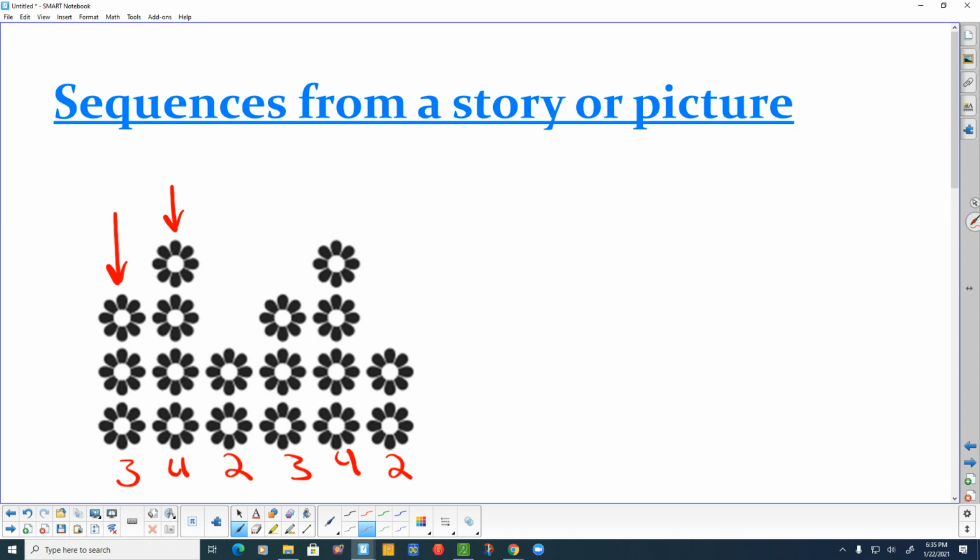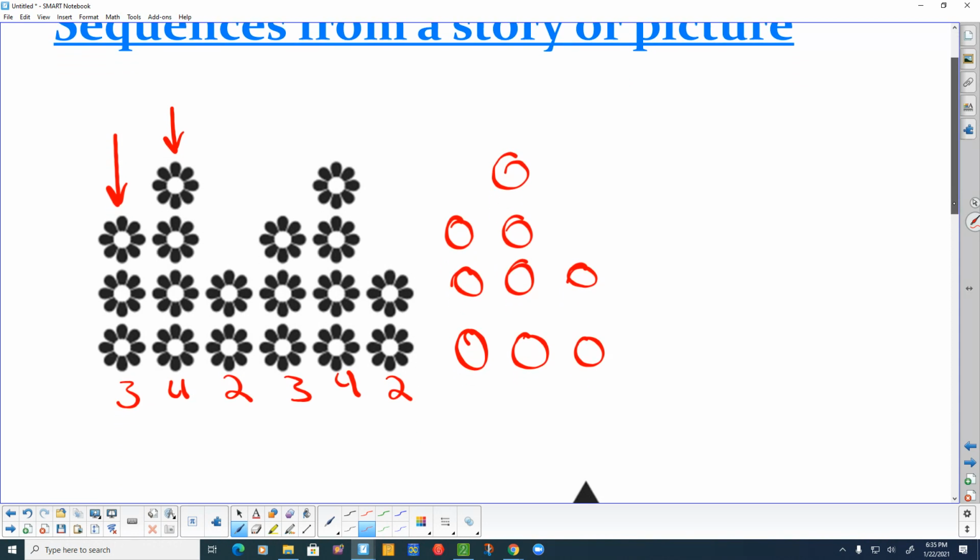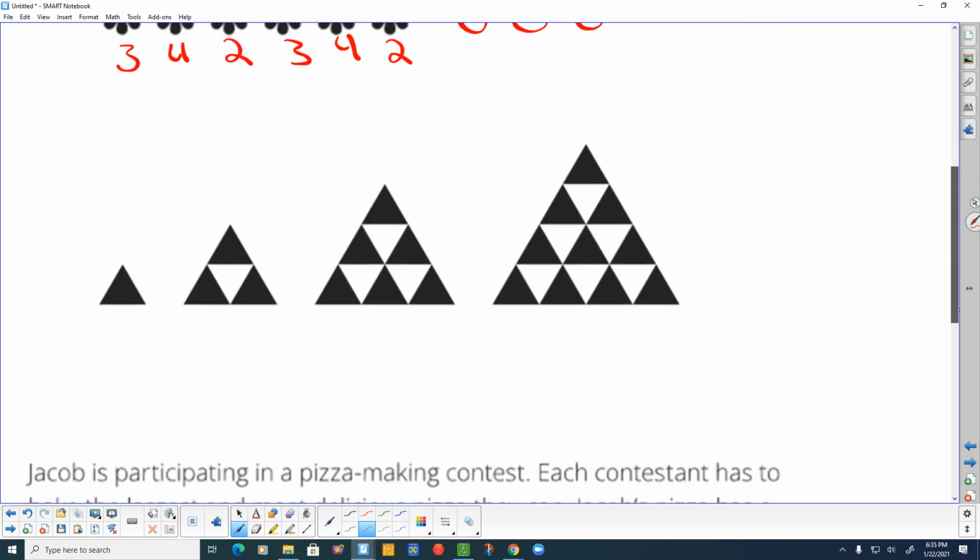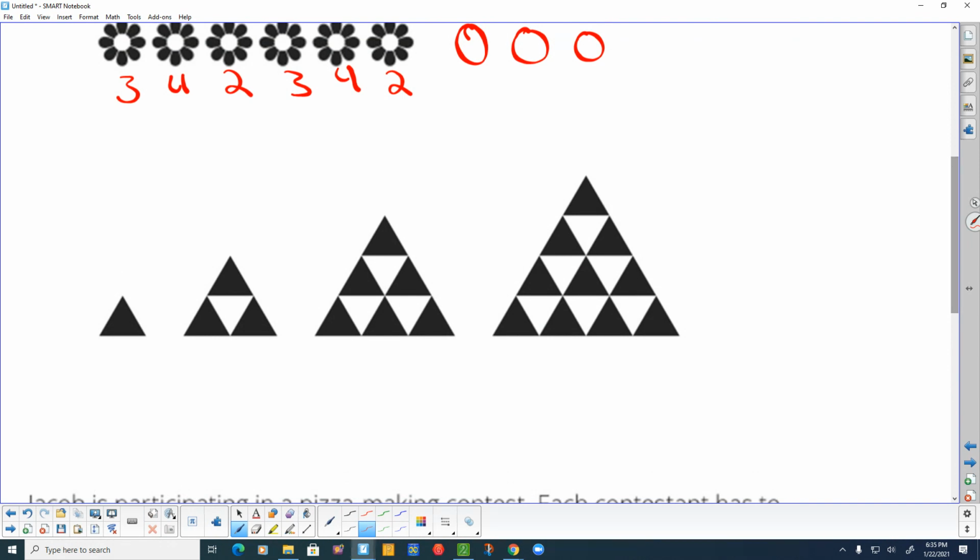Well, I think we're going to have 3 of these flowers. Then we're going to have 4 of these flowers. Then we're going to have 2 of the flowers. Could you draw it? How about this pattern? This is also a very famous pattern. I believe it might be named after a guy named Sierpinski or a guy named Pascal, or both. What's happening? Maybe I'm counting the number of black triangles.